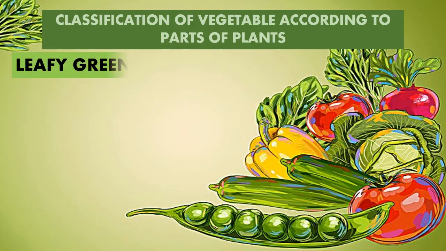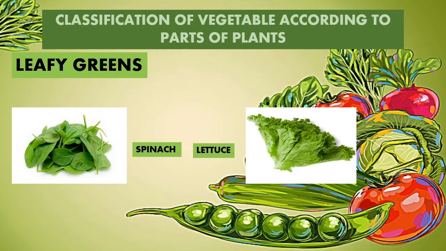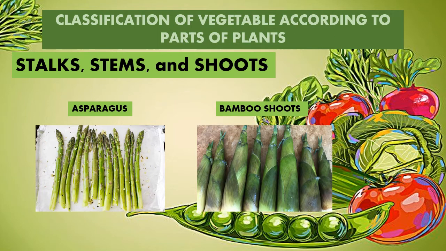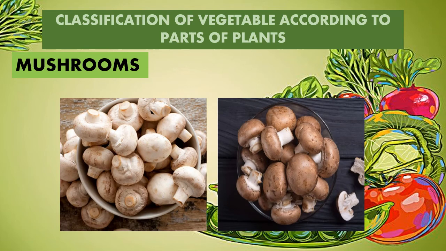Next, we have the leafy greens, which are composed of spinach and lettuce. Now, asparagus and bamboo shoots are examples of stalks, stems, and shoots family. And lastly, we have the mushrooms.